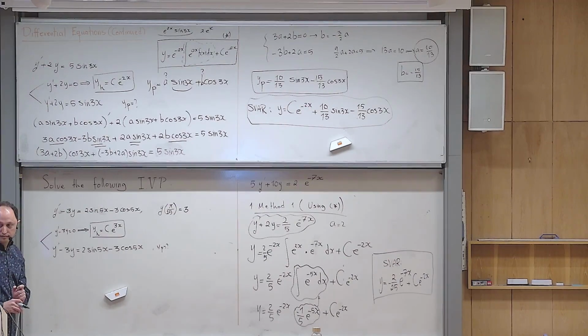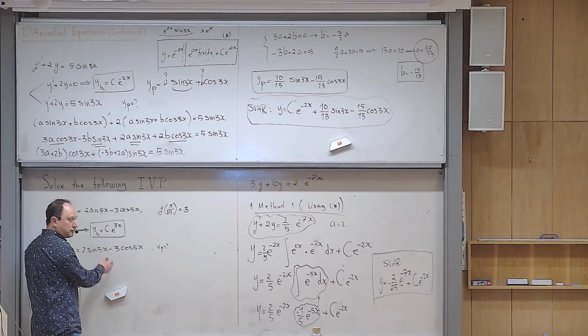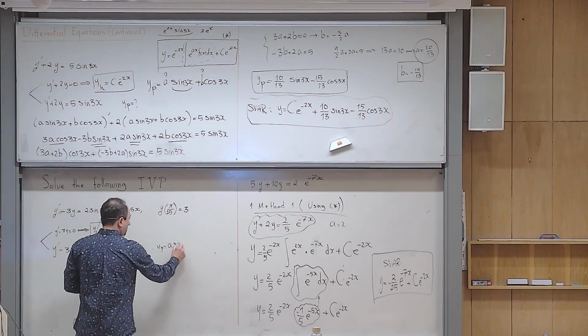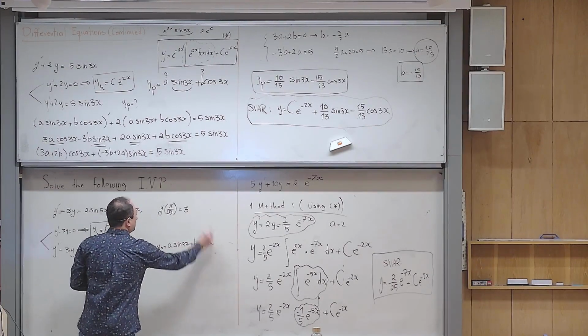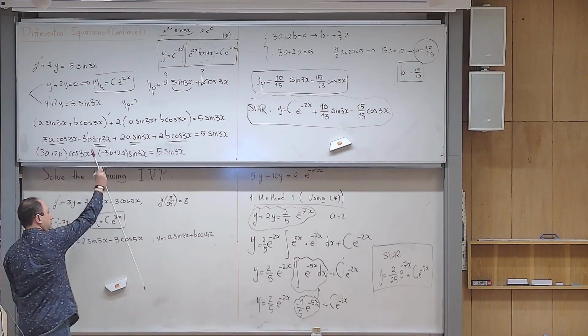It would be the same as the last one. Even though I have both of them on the right, I hope that if you think a little bit, you will understand that I need again both combinations. But which argument? Just 5x. So what can I guess for this? Again, a sine 5x plus b cosine 5x. And then I put it in my differential equation.